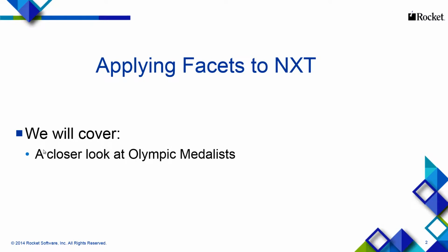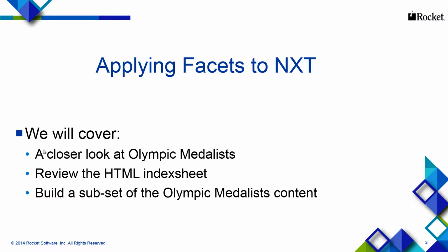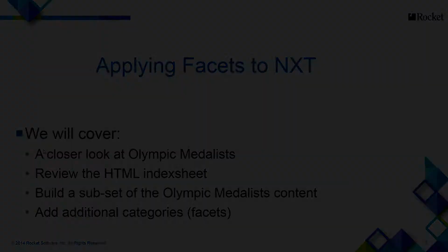So we're going to cover a closer look at the Olympic medalist content that we saw in the first video, review the HTML index sheet so we can see how we define rule matches for facets, and build a subset of that Olympic medalist content. And then we'll talk about adding additional categories, and I'll show you how to do that as well.